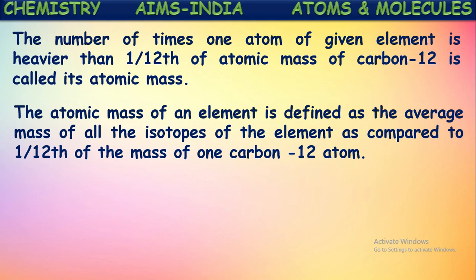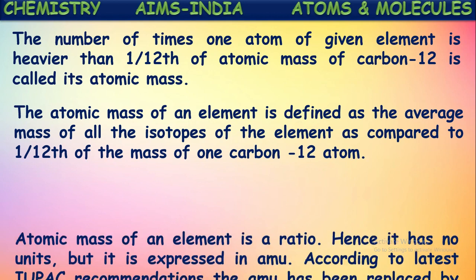If we take a balance, on one side if we keep this AMU or atomic mass unit, and on the other side we keep the atom of another element, how many AMUs are required to balance this one atom of a certain element? That number of AMUs is said to be the atomic mass of that element. It is just a number. The number of times it is heavier is called atomic mass.